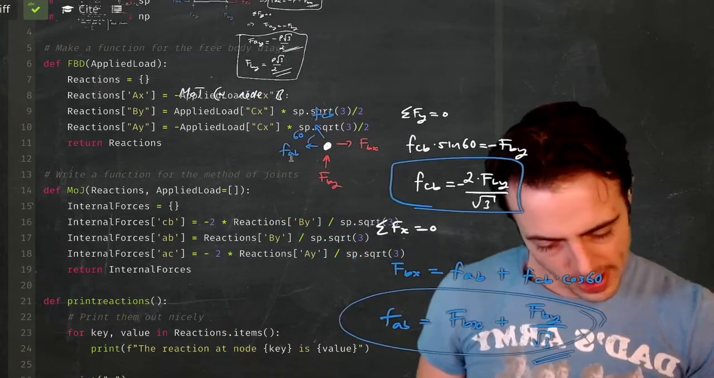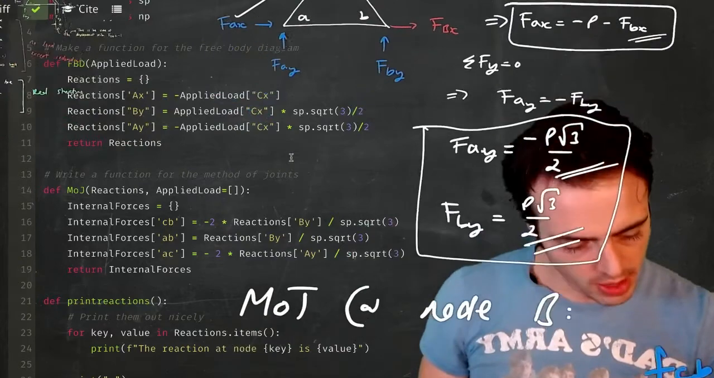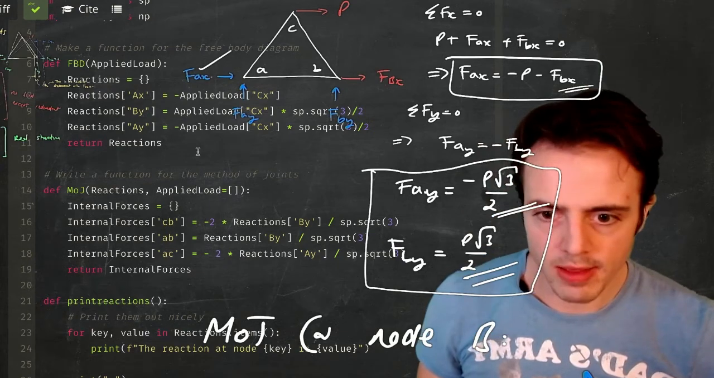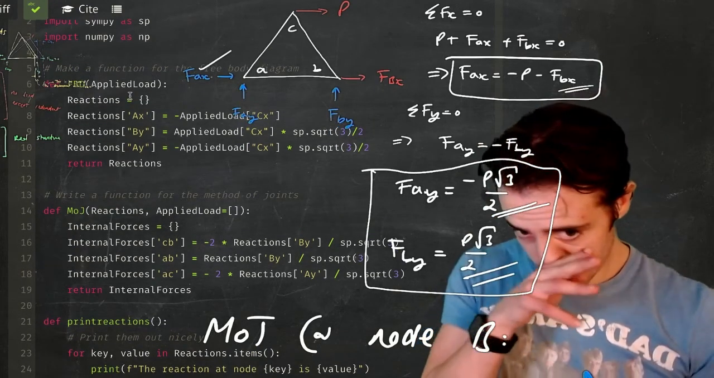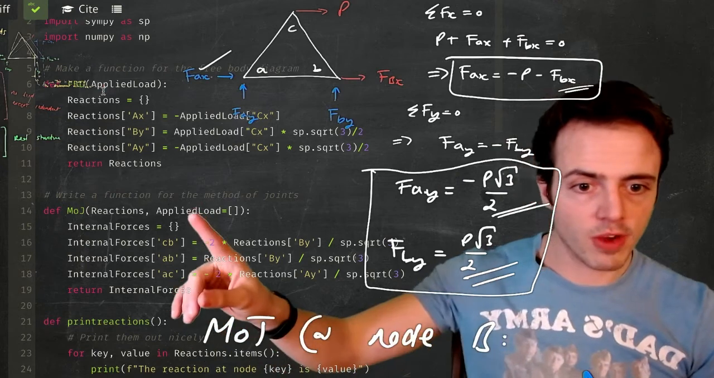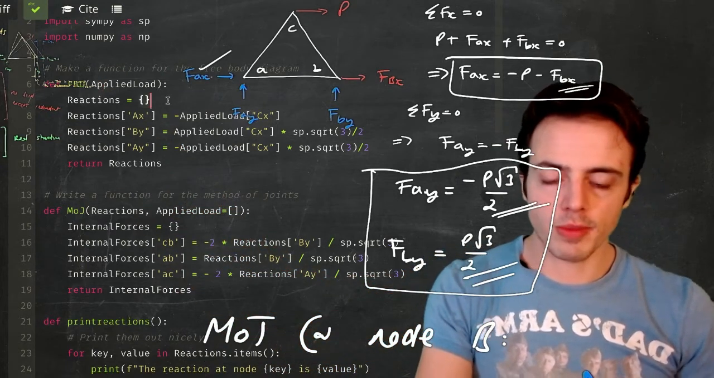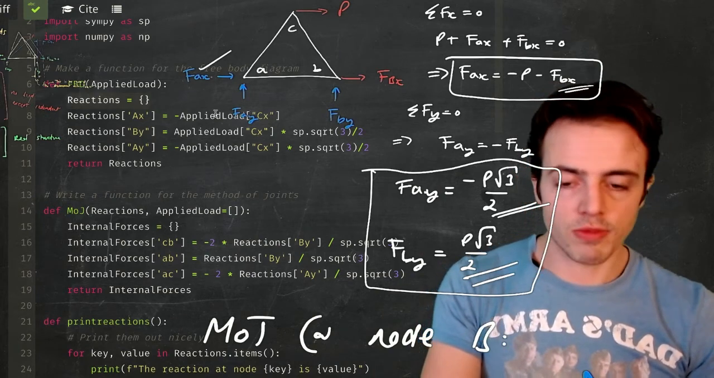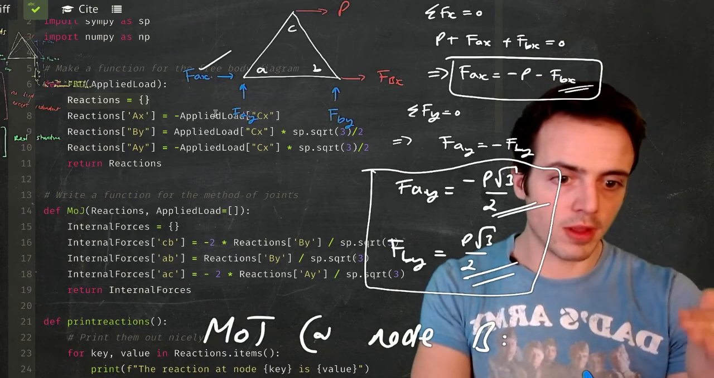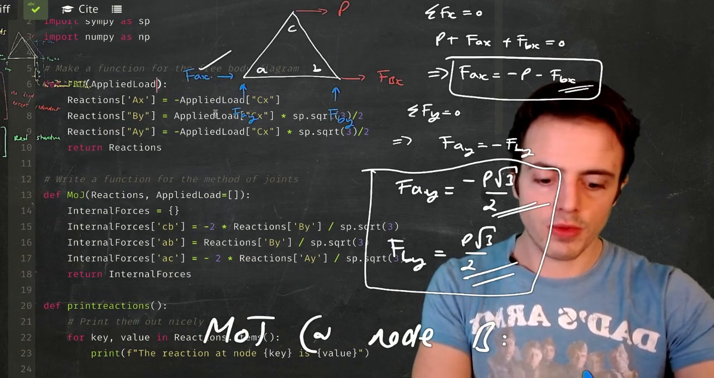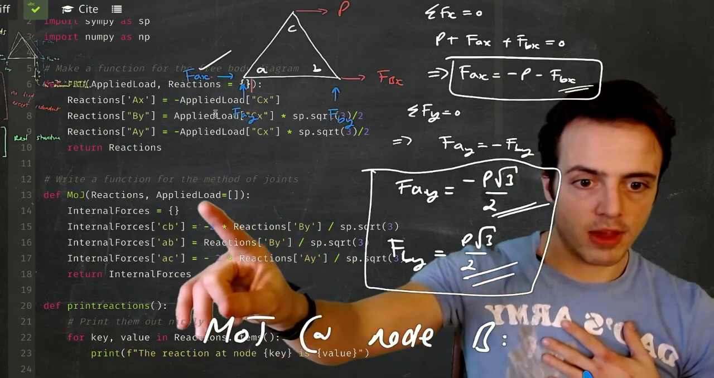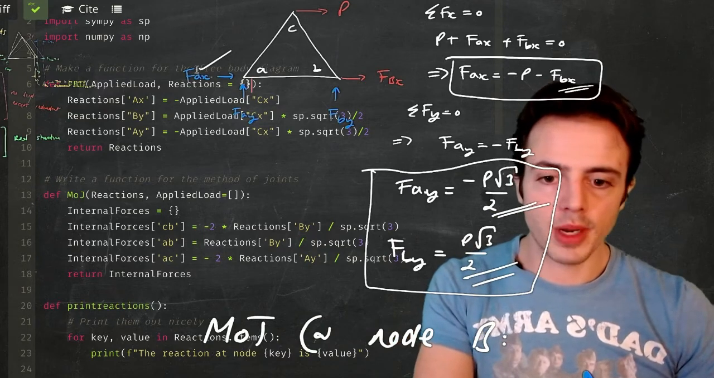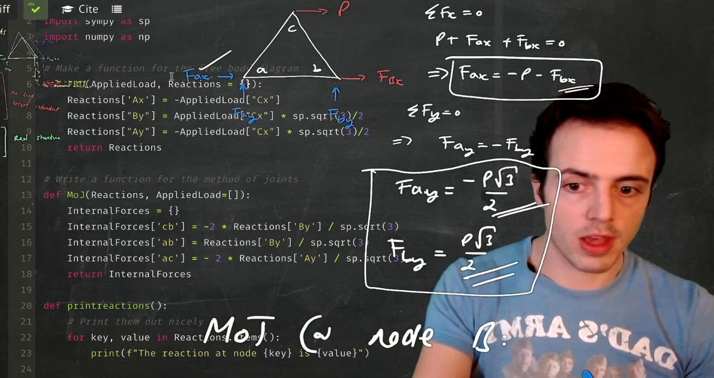So let's go back to my free body diagram, rather. The only one I need to change is FAX. It's now equal to minus P minus FBX. First off, my free body diagram at the moment is only a function of the applied load. I'm going to take this reactions out and put it as an input into free body diagram, meaning that when I run free body diagram, if I don't give it a reactions, it's going to assume that I don't know what they are. But otherwise I can supply it with a reactions dictionary.